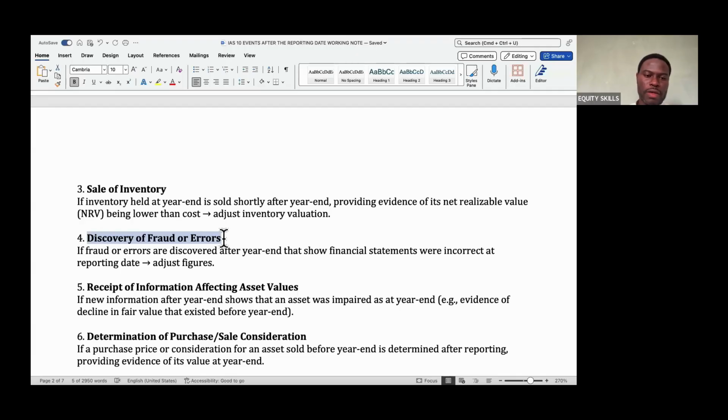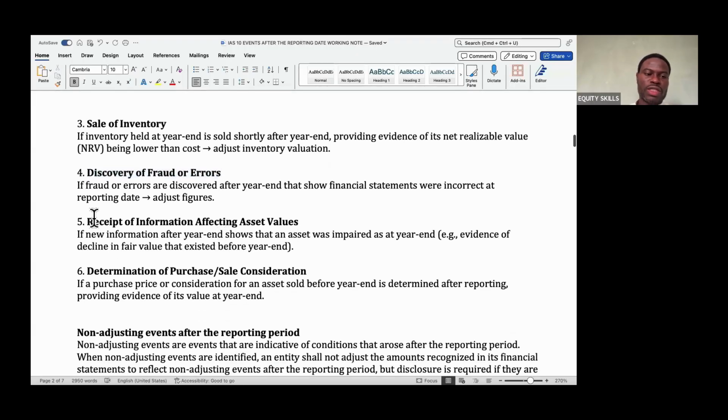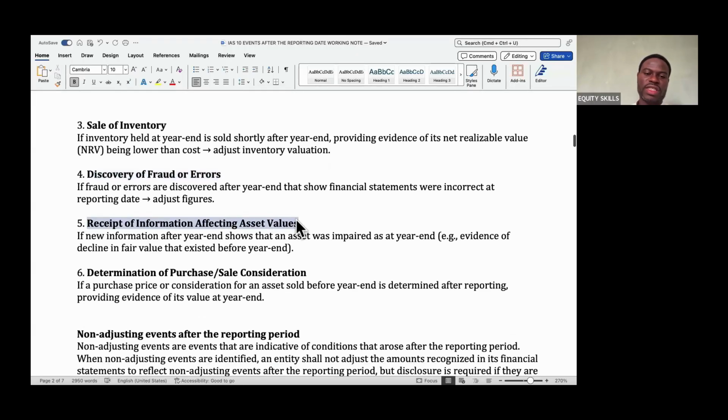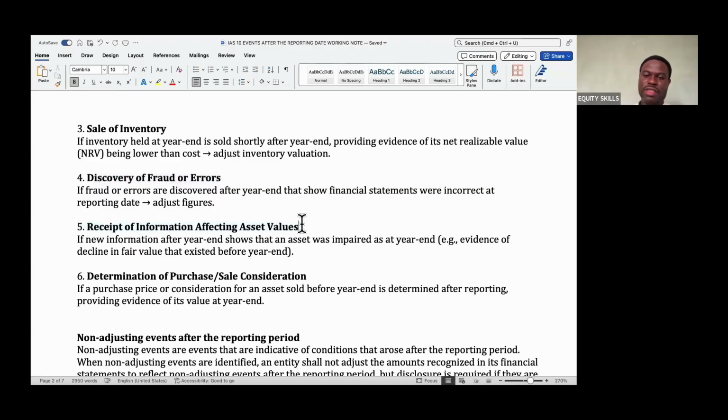Okay, good one. So another one is when we receive information affecting asset values, in the sense that we got information after the year end that our asset is impaired. Like a decline in the fair value that existed before the year end, but we didn't know. We only got that information after the year end. We can go ahead and change figures again, provided it's not outside the authorization date.